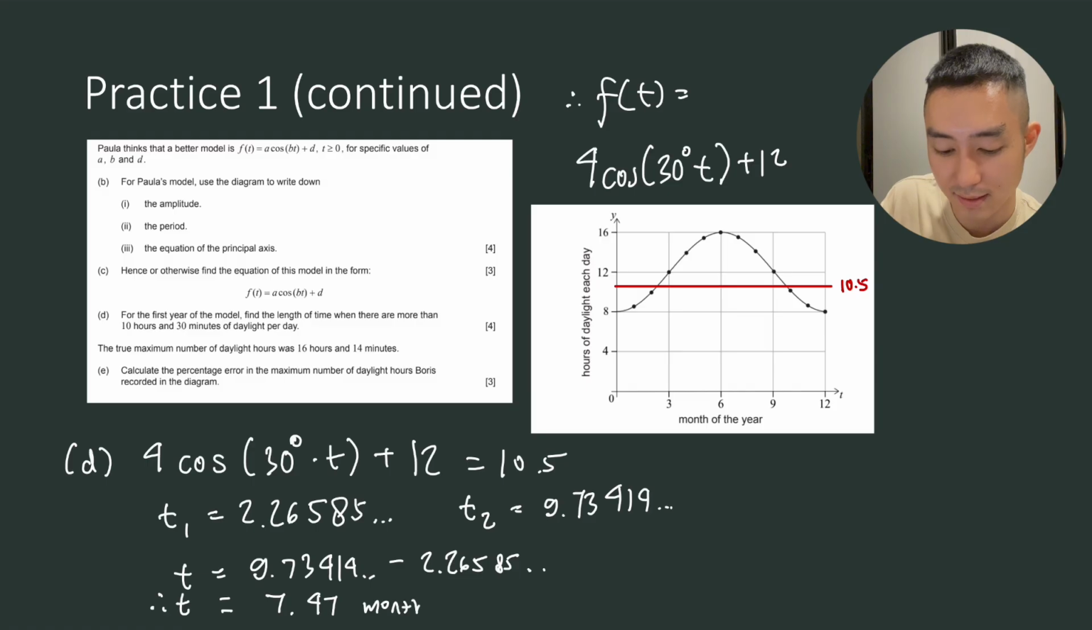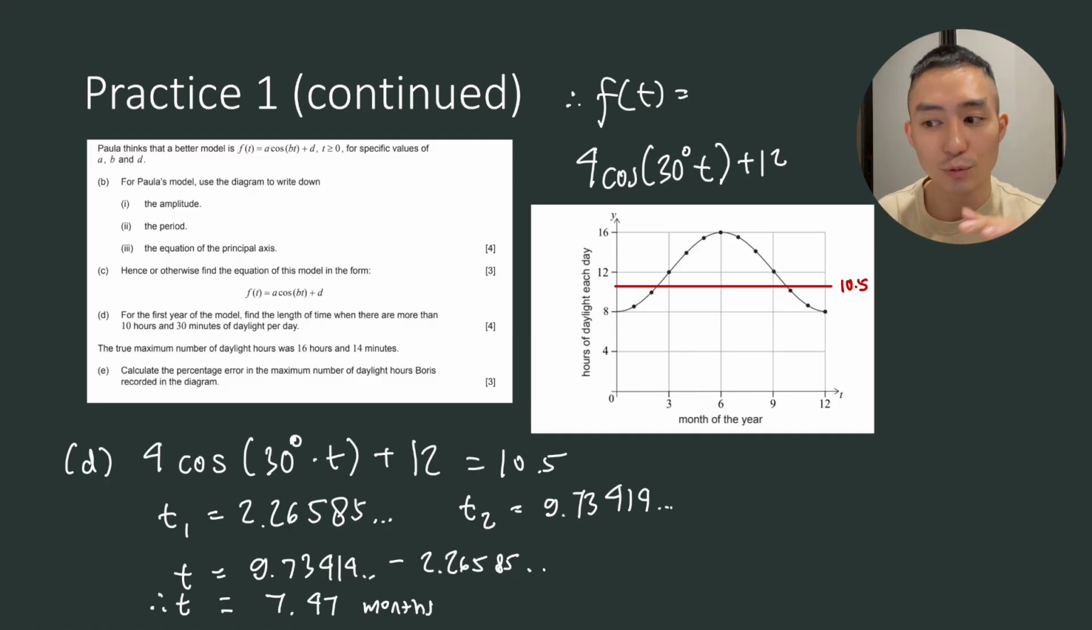7.47 months. So again, because it is the length of time and we calculate everything in months, we can just keep them in months unless they ask to switch that into 7 months and a certain number of days. If they need to, you can multiply 0.47. 1 month is 30 days, so 0.47 multiplied by 30 days and write that down as the number of days.